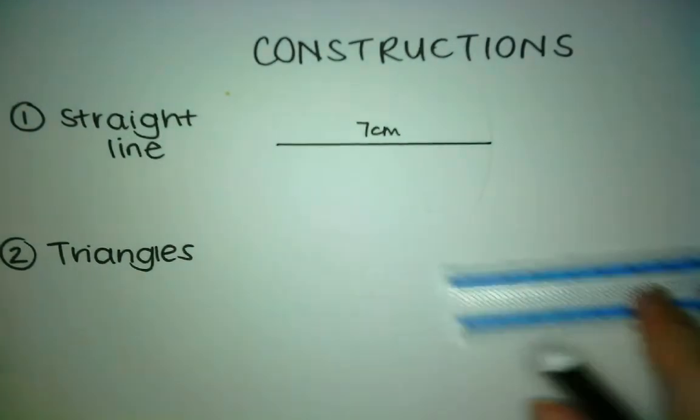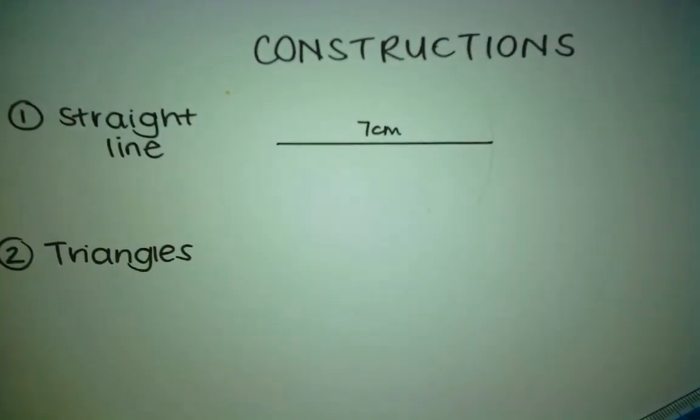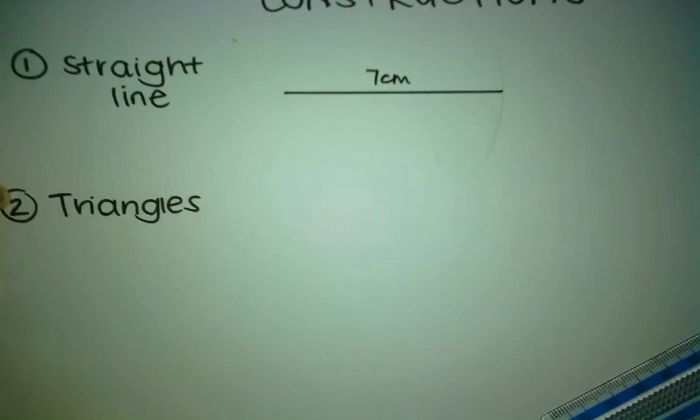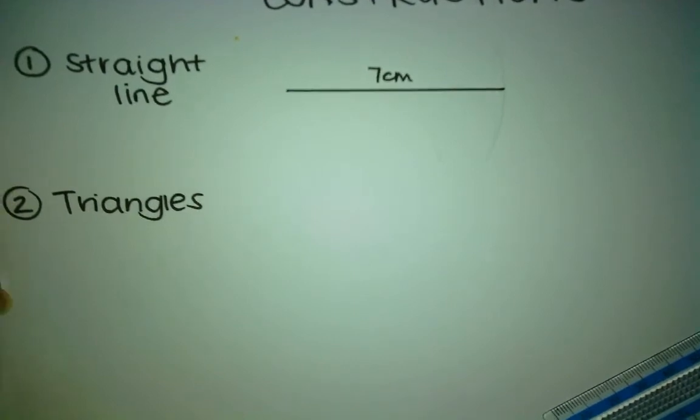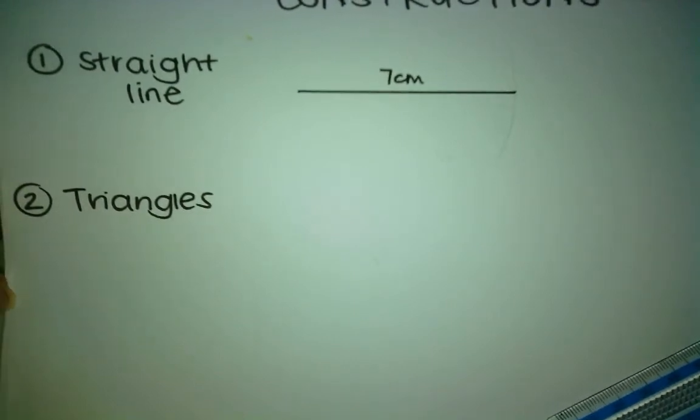The same thing with the triangles. Just a refresher, you've got 4 different triangles that you need to know. So we've got an equilateral triangle. Both sides are exactly the same.